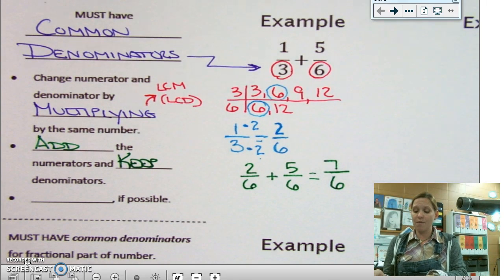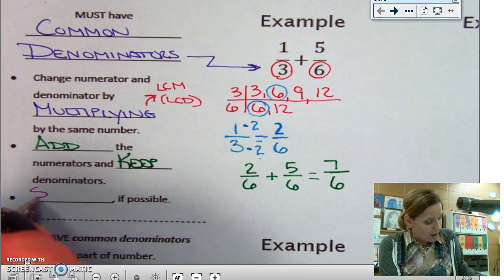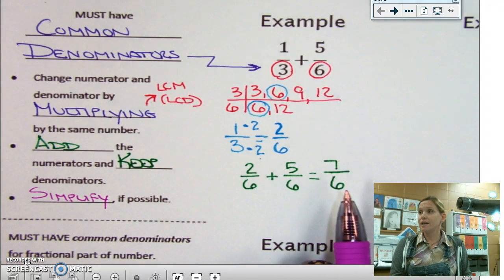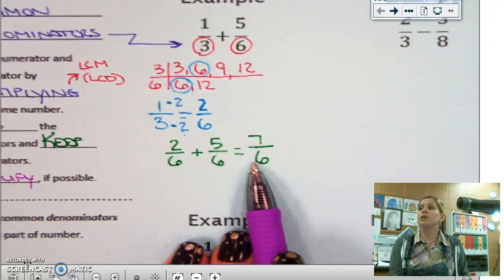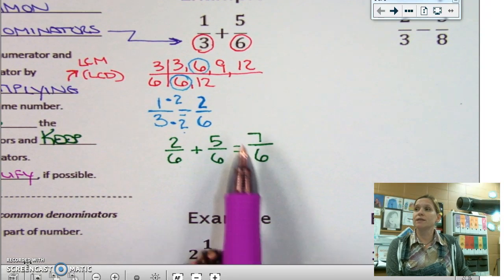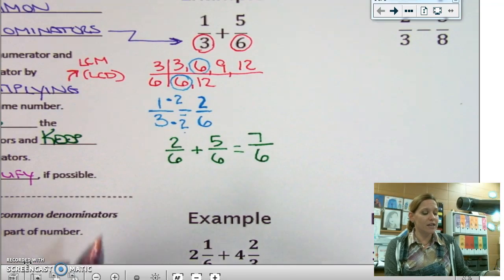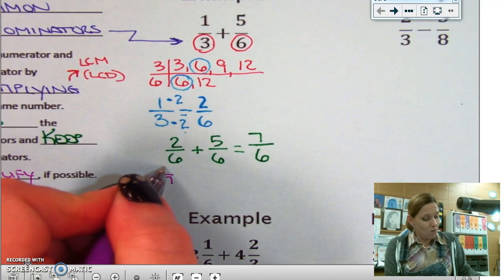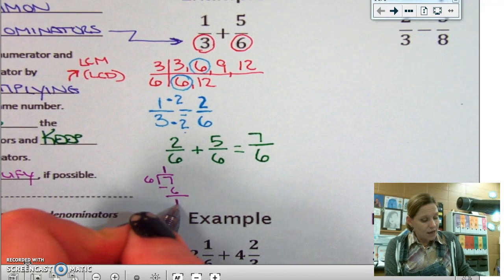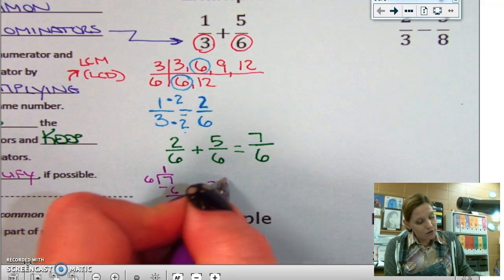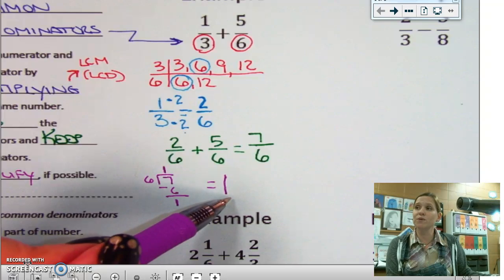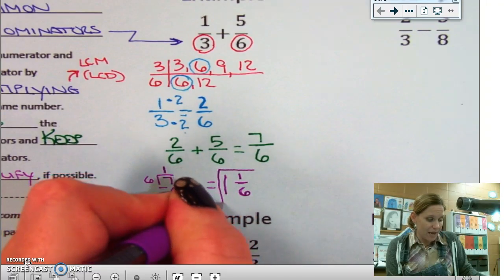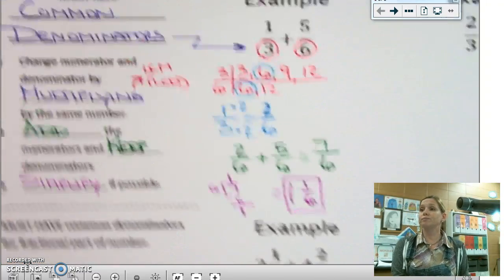Our very last step then is to simplify if possible. As we notice, our fraction is an improper fraction. We can turn this fraction into a mixed number by figuring out how many groups of 6 we can get out of 7. An easy way to do that is just to divide. So if we do 7 divided by 6, I can get 1 out of there. And if I subtract, I have a remainder of 1. So my answer is 1 whole, 1 group of 6, and I would have 1 left over out of the 6. And there would be my answer in simplest form.